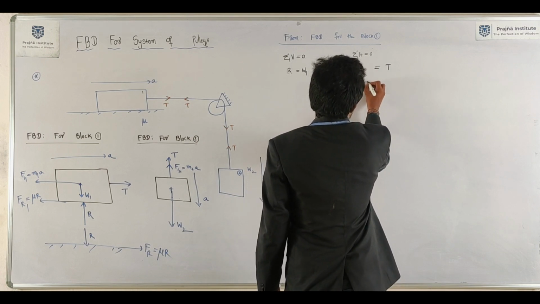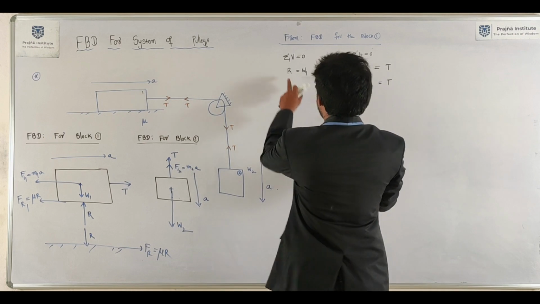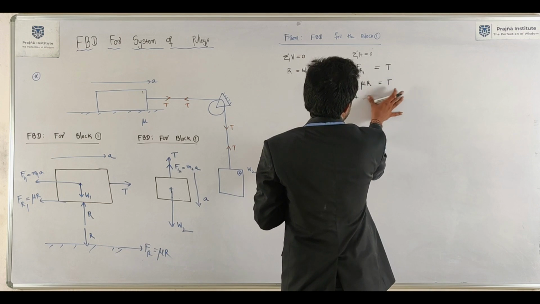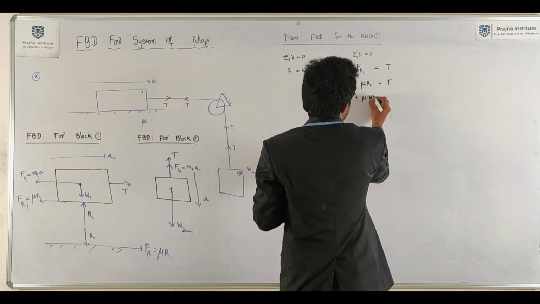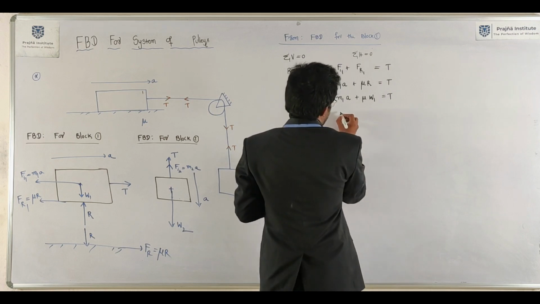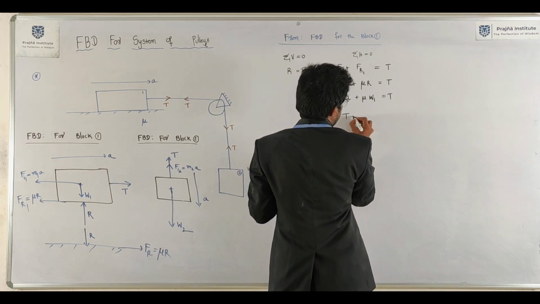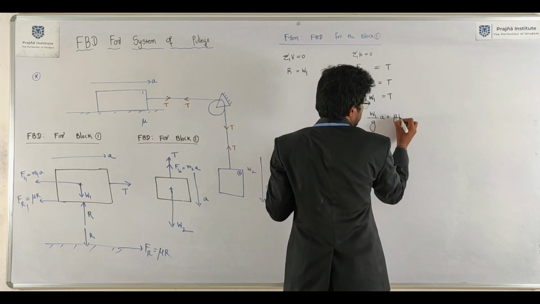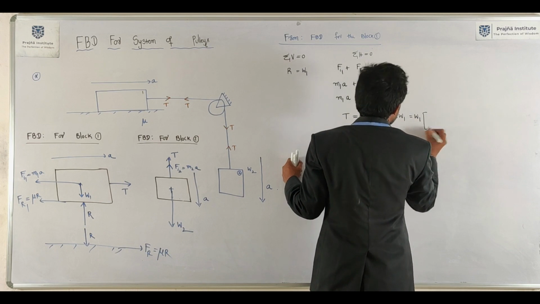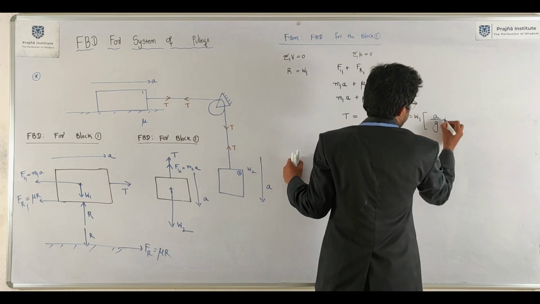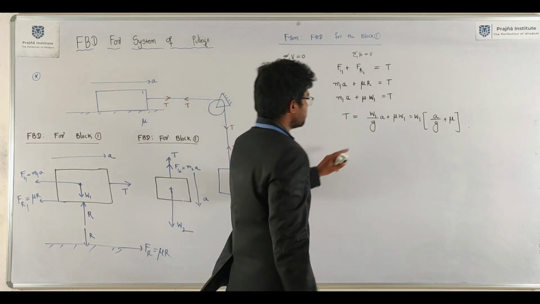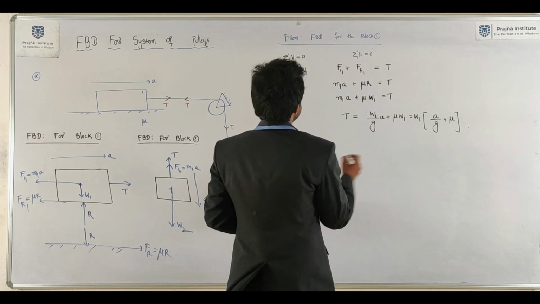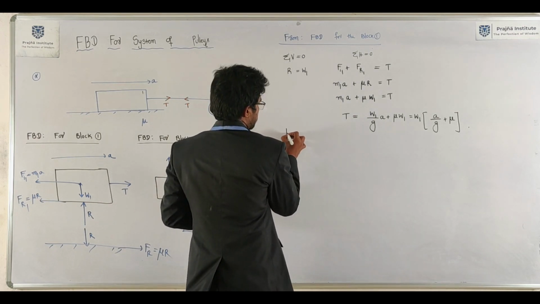M1A plus mu into R equals T. R equals W1, so M1A plus mu into W1 equals tension T. Finally, what do we get? Tension T equals W1 by G into acceleration plus mu into W1. Taking W1 common, T equals W1 into A by G plus mu. This is the tension.